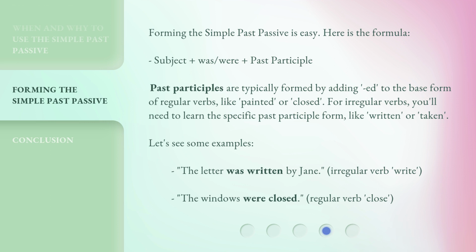Let's see some examples. The letter was written by Jane. Irregular verb, write. The windows were closed. Regular verb, close.